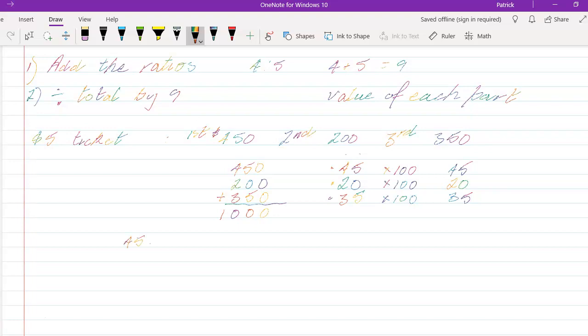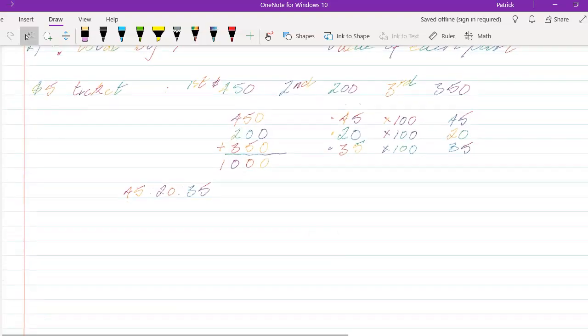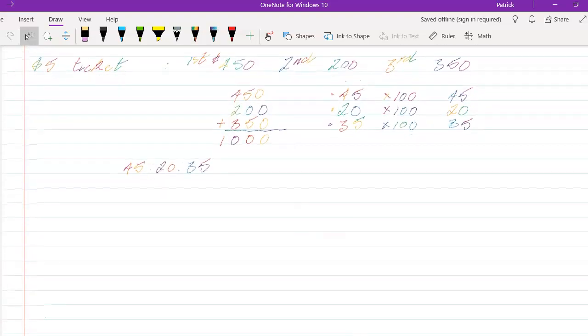I write that in ratio form: 45 is to 20 is to 35. And I can simplify that down because 5 goes into each one. 5 goes into 45 9 times, into 20 4 times, and into 35 7 times. So the ratio of their contribution is 9:4:7. First person gave 9 parts, second person gave 4 parts, and the third person gave 7 parts.